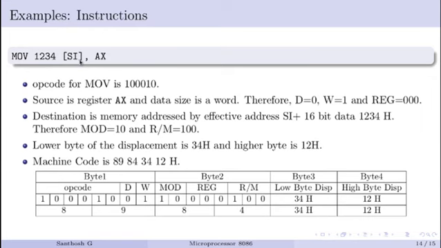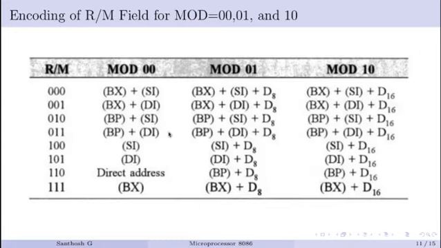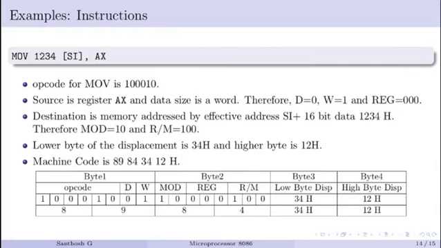So the location is given by an offset address SI plus a 16-bit displacement. So the specification of the memory with an offset address of SI plus a 16-bit displacement should be encoded by the corresponding values of mode and RM fields. If you look into the table, mode equal to 10 and RM equal to 100 correspond to a memory location specified by SI plus a 16-bit displacement, and therefore we should have mode equal to 10 and RM equal to 100 to specify this.